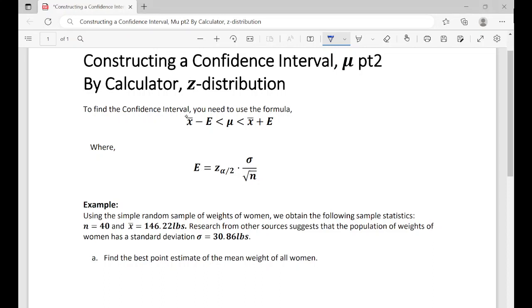To find the confidence interval, you need to use the formula x bar minus the margin of error is less than mu is less than x bar plus the margin of error, where the margin of error formula is z sub alpha over 2 times the population standard deviation over the square root of n. We're going to be using a calculator for this one, so you don't need to use these formulas, but if you want to do it by hand, these are the formulas you would have to use.